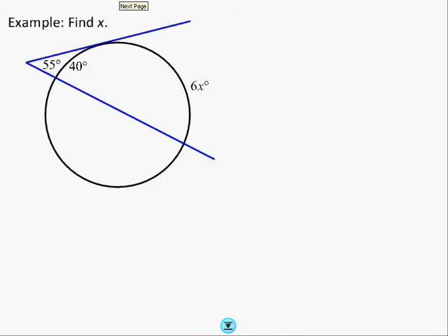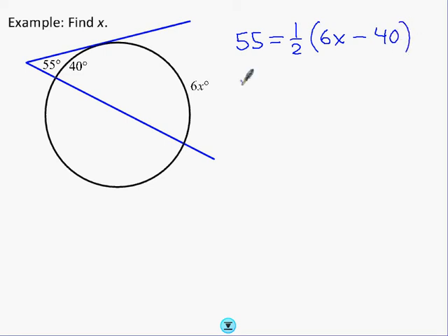Okay, again, we're talking angles. Again, the intersection's outside the circle. The measure of the angle, that's 55, right? That angle is 1/2 the large, or the big arc, which is 6x, minus the small, which is 40. Okay, we have to find x.